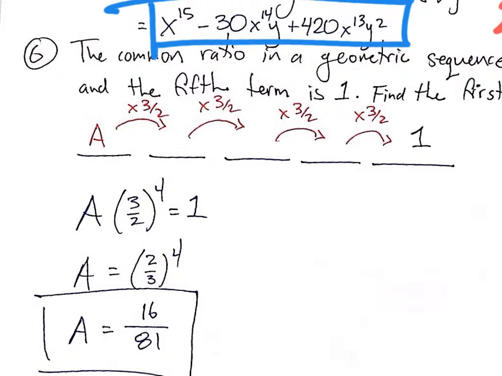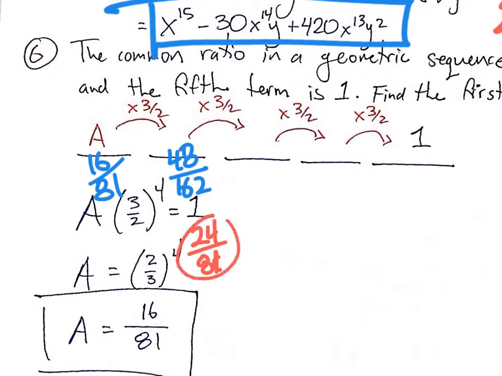So, alright, I erased something, so I just sort of cut in the middle of whatever I was saying. But here we are where we figured out the value of the first term, 16/81, by saying a times r times r times r times r equals 1. So we know that this term has a value of 16/81. We could multiply by 3 halves, which would give us 48/162, and that simplifies to 24/81. That's the value of our second term.